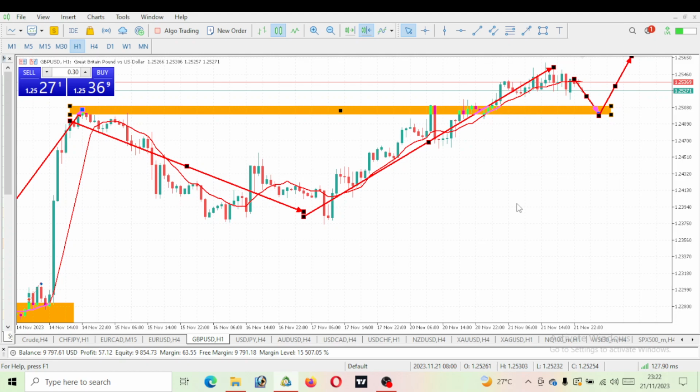So GBP USD will continue the movement to the upside. GBP USD is still bullish. Just a pullback is literally playing out. So once the pullback plays out, then look for a buy.